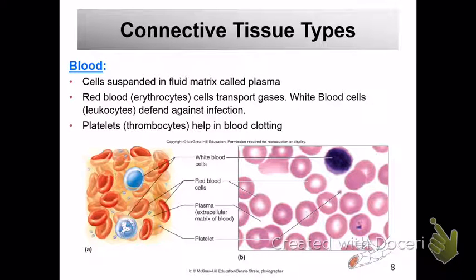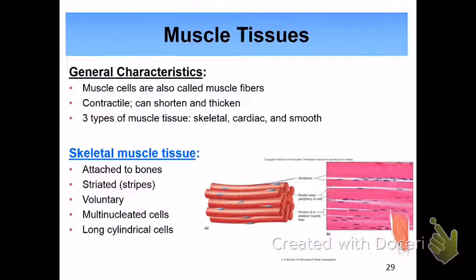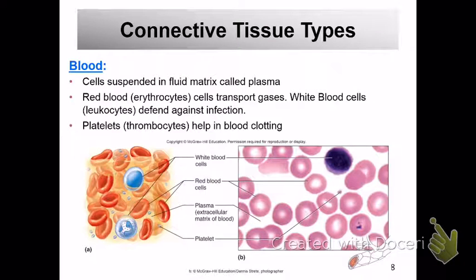Okay, blood is next. And we know what blood is, right? That's liquid. So fluid matrix. The fluid is plasma. And there's red blood cells, also called erythrocytes. White blood cells are also called leukocytes. L-E-U-K means white. E-R-Y-T-H-R means red. And then thrombocytes make up the platelets. So there's three things in the blood.